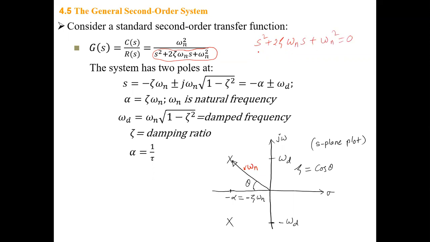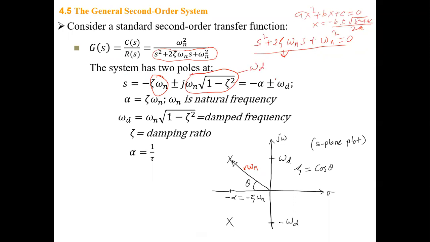So how do you solve this equation? ax squared plus bx plus c equals 0. What is the solution? x equals minus b plus or minus the square root of b squared minus 4ac, divided by 2a. Use the same thing again. If you do that, you will get s equals this here. Then I can call this entire thing alpha, and this entire thing is omega d.